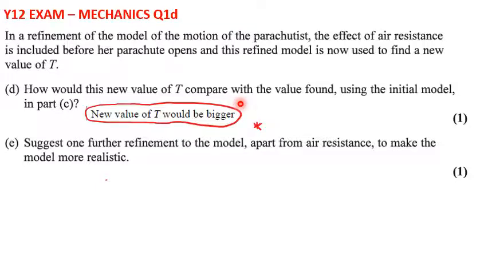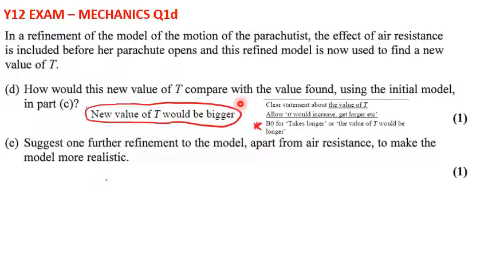They're quite pedantic here, which is a bit annoying. So here we're looking for a statement about the value of t, and it wouldn't really make sense to say the value of t would be longer. That's not the language that we use. The time taken is longer, but the value of t, which is what we're asked for here, would be bigger. And note here, they don't actually give you any marks. They don't give you this mark for takes longer.